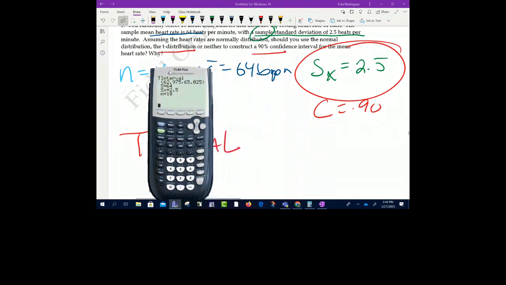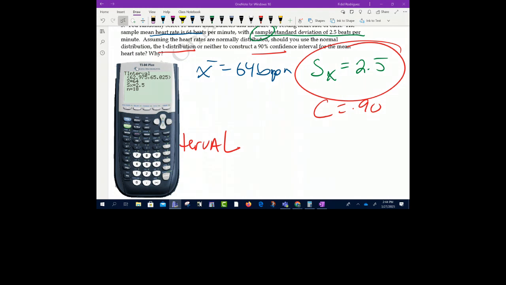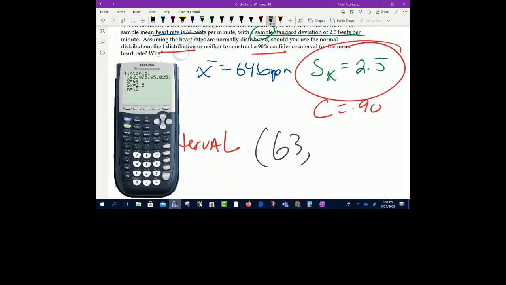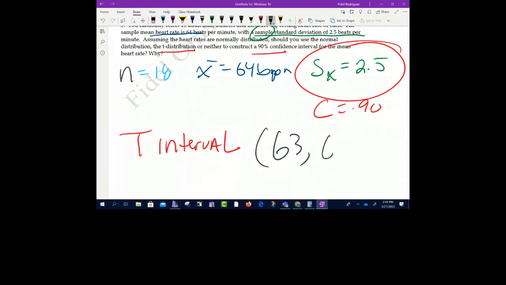So, y'all, let's just go to 1 decimal place. If we're going to go 1 decimal place, would you guys say 62.9 or 63? 63, right? Boom, 63 all the way to, would you say 65.1 or 65.0? 0, right? Good.